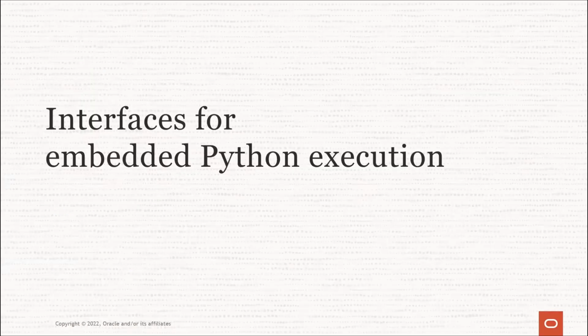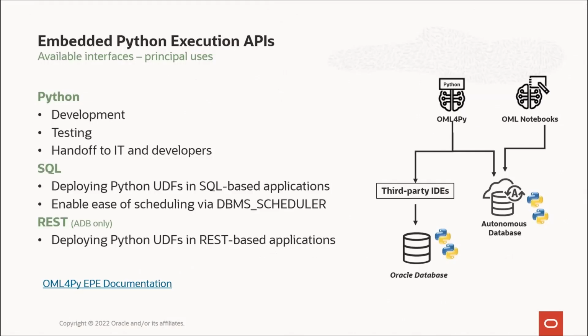So now let's take a look at the interfaces for embedded Python execution. You're going to use the Python interface to develop your functions and create reproducible and shareable scripts. And then you'll use the SQL and REST interfaces to deploy these scripts in applications. So the scenario is you would be developing and sharing your Python functions, including third-party code, in the Python interface, and then you would leverage the parallelism and scalability of the database through embedded Python execution, either in Python or SQL. And then, depending on your application requirements, deploy those same functions using SQL or REST.